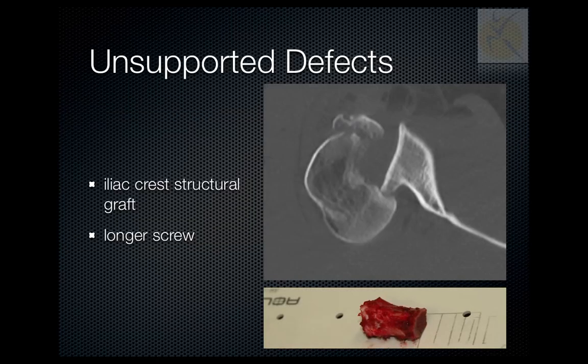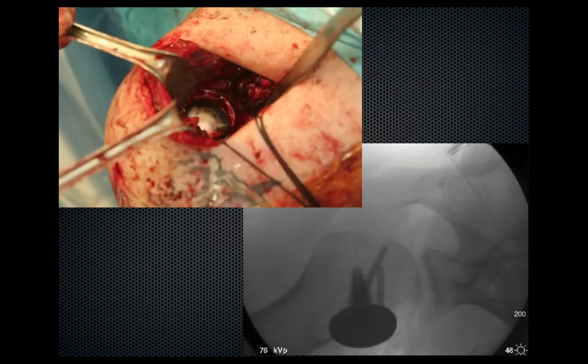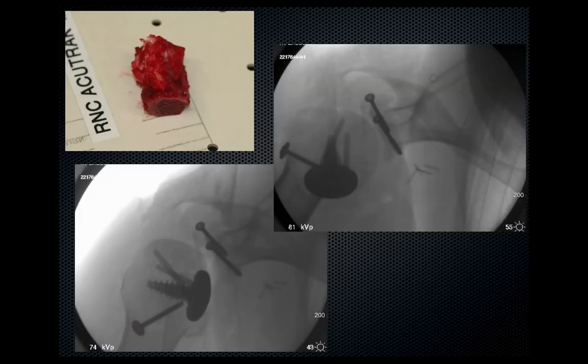In large unsupported defects, as we can see in this reverse Hill Sachs lesion, we're using iliac crest to fill the defect. The screw goes through the iliac crest into the host humerus before the HemiCAP is inserted. This is a 30mm HemiCAP used for such purposes. We can see the headless compression screws are used to secure the iliac crest.